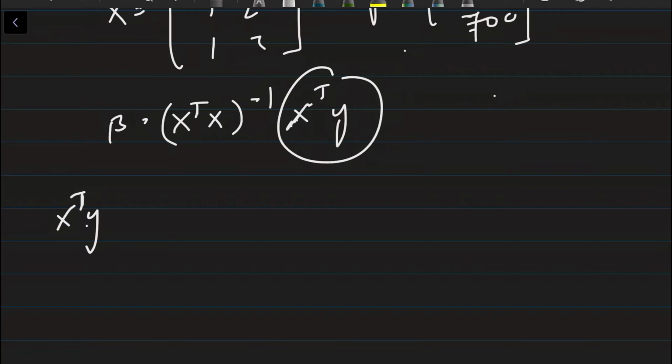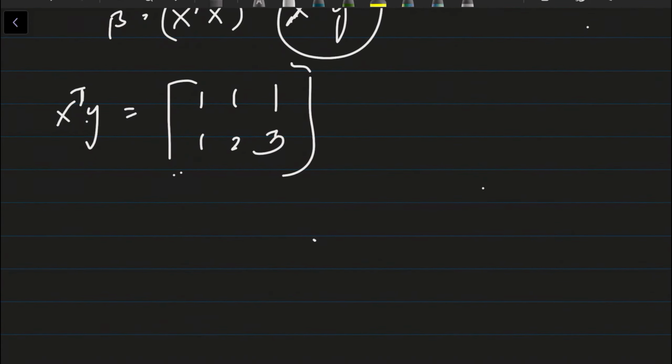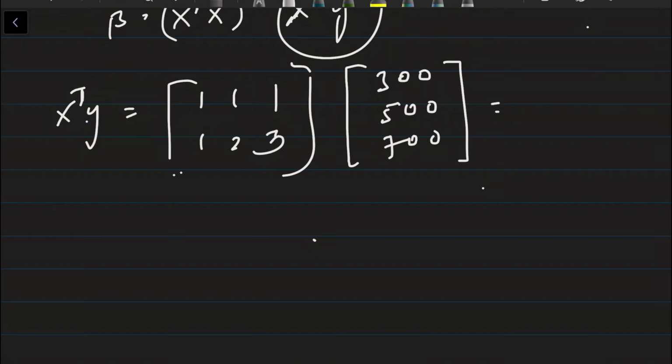X transpose y is implemented as 1 1 1 and 1 2 3 into 3000, 300, 500 and 700. So after calculating this we will be getting 1500 and 3100. I hope you get the matrix multiplication. So after this we'll be getting 1500, 3100 for x transpose y.